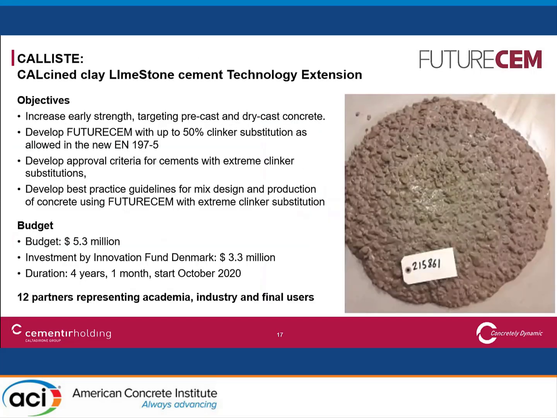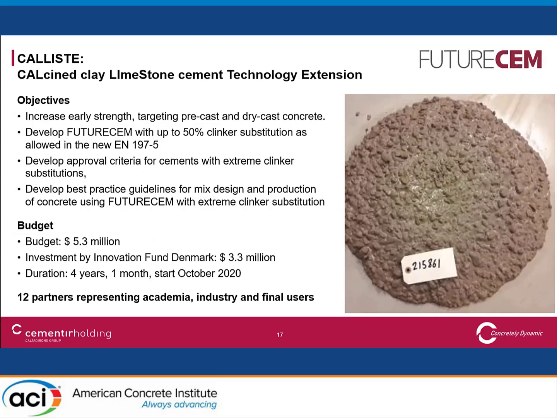In conclusion, we're not finished here. The limit right now of the clinker replacement is really the European cement standard, which limits the clinker substitution to 35%. But in a new standard called EN 197.5, there's actually a possibility to go to 50% clinker substitution.